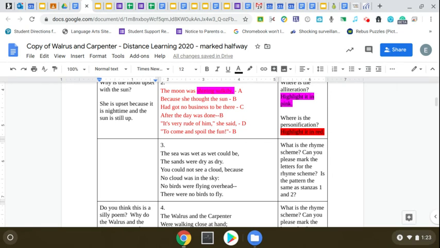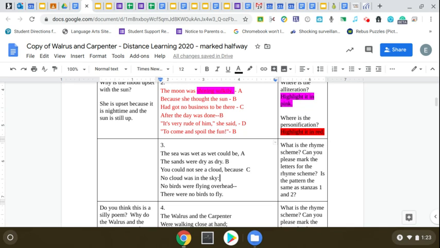Okay, so what is the rhyme scheme? Okay, well, B. That's an A. Does dry rhyme with B? Nope, so I'm going to put the letter B there. Does because rhyme with B or dry? Nope, so I'm going to put the letter C there.